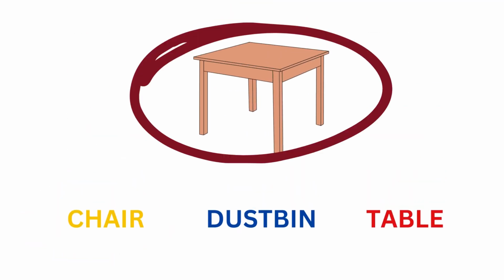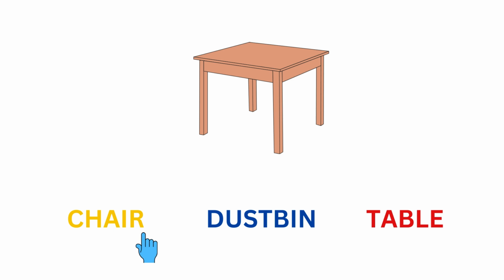Now look at this picture. The words below are C-H-A-I-R, chair, D-U-S-T-B-I-N, dustbin, T-A-B-L-E, table. Which word matches this picture? कौन सा word इस picture के साथ match होता है? The correct word is table.